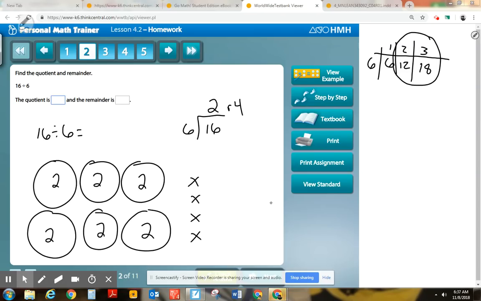Watch how I check my work. 2 times 6 equals 12, plus the 4 remaining gives me 16 total. So the quotient is 2, and the remainder is 4. Because there would be 2 in each group, and there's 4 left over. That remainder is how many are left over.